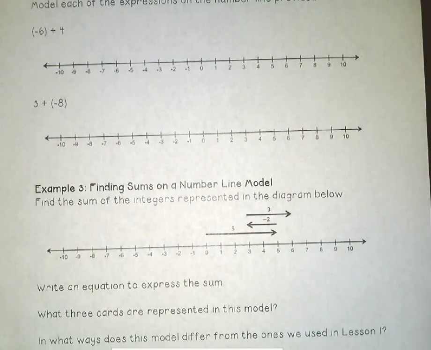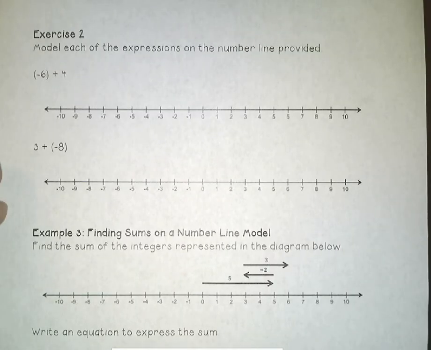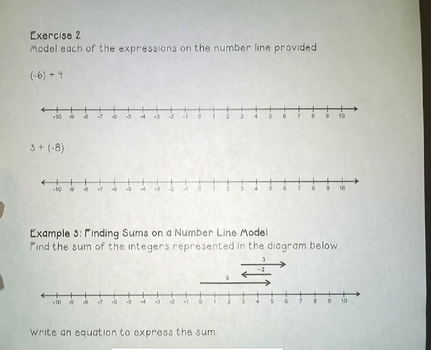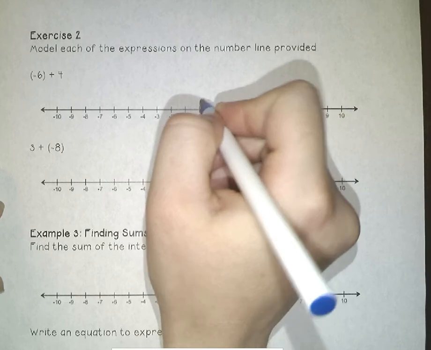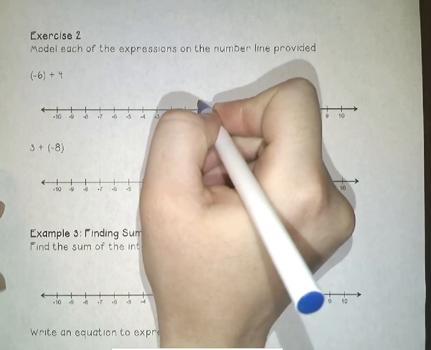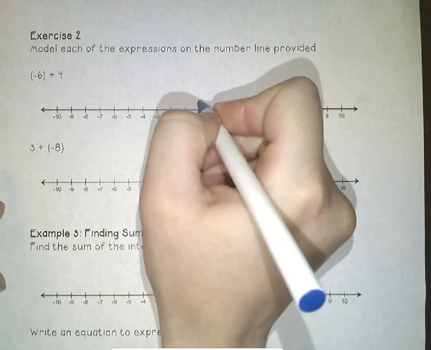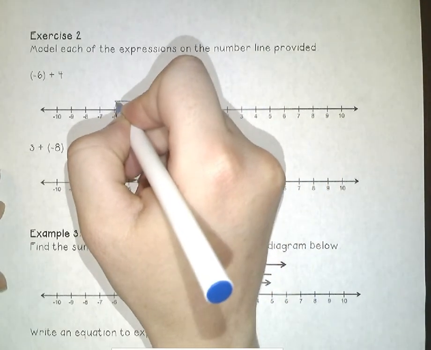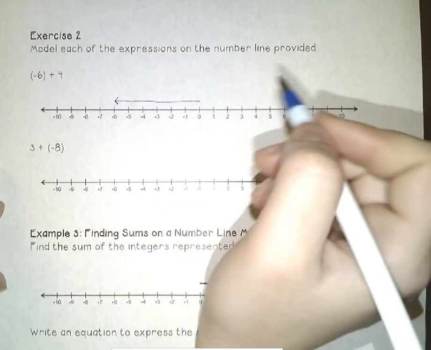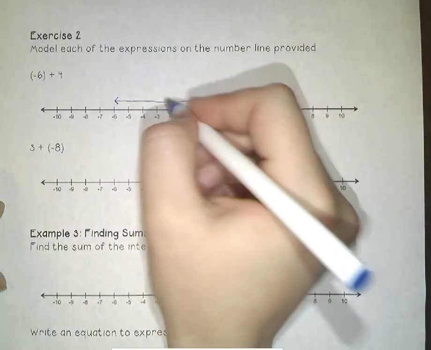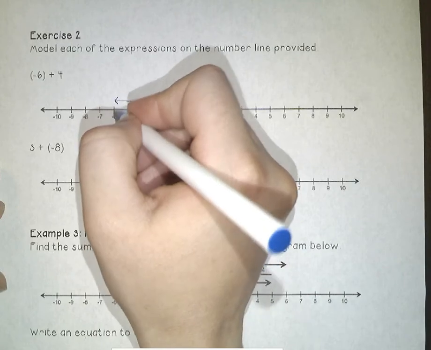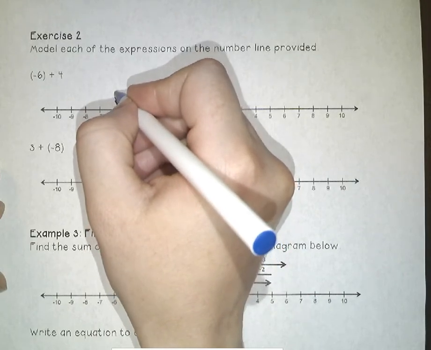Exercise 2. Model each of the expressions on the number line provided. We need to show -6 plus 4. To show -6 plus 4, we are going to start at 0 and go 6 units to the left because we are going at -6, and that's where we are going to stop. What is the absolute value of -6 in this case? 6 units, right? 6.